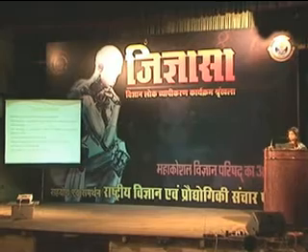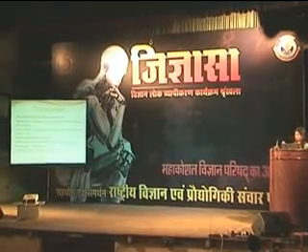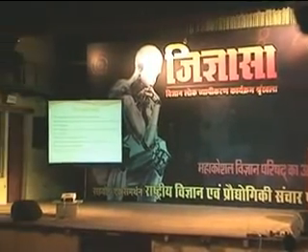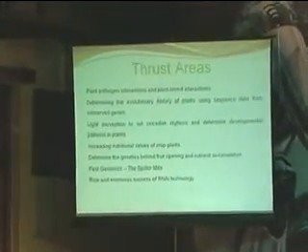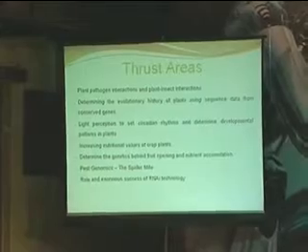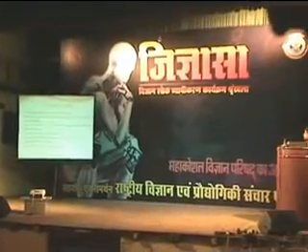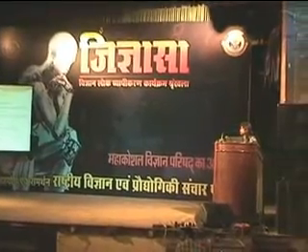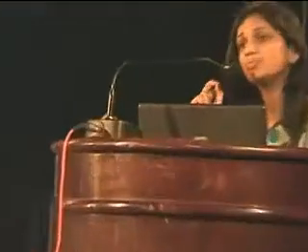Alright, so the thrust areas in plant genomics for agriculture are listed here. One of them, of course, is plant-pathogen interactions and plant-insect interactions, because insects and pathogens are extremely big damage-causing organisms for plants. Determining the evolutionary history of plants using sequence data from conserved genes is extremely important to understand how plants have evolved. Evolution of plants allows us to plan future experiments also.